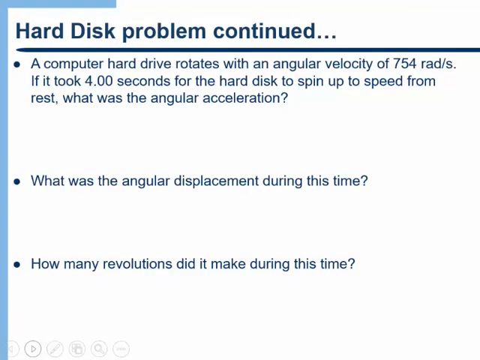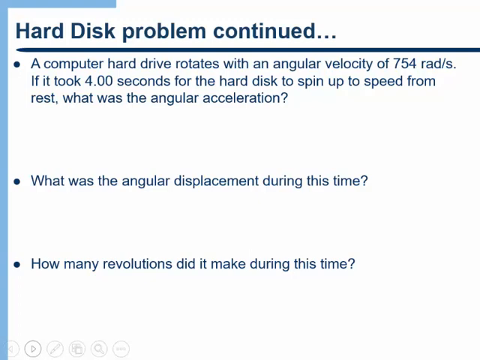Let's do an example to try out these kinematic equations. Remember, we looked at a hard disk problem in the last video. I gave you the frequency and you had to find out the angular velocity. So we'll continue with that problem. A computer hard drive rotates with an angular velocity of 754 radians per second. That's what we found in our last video.